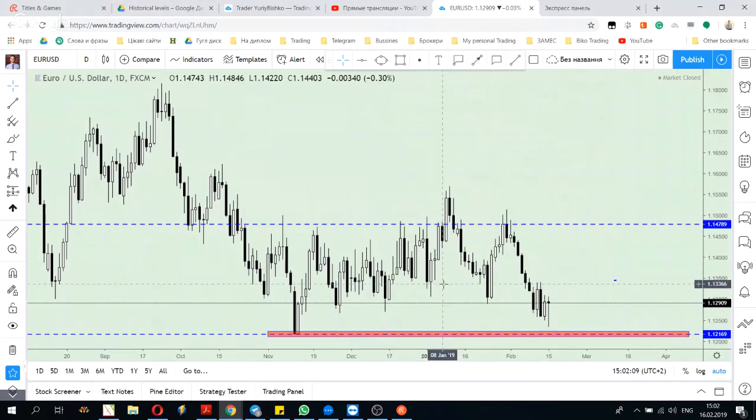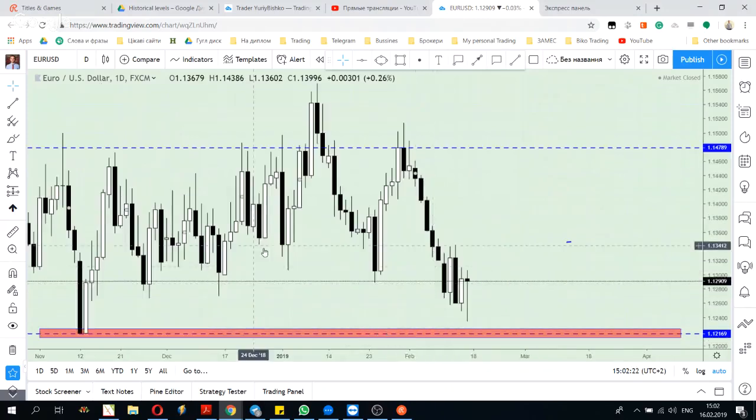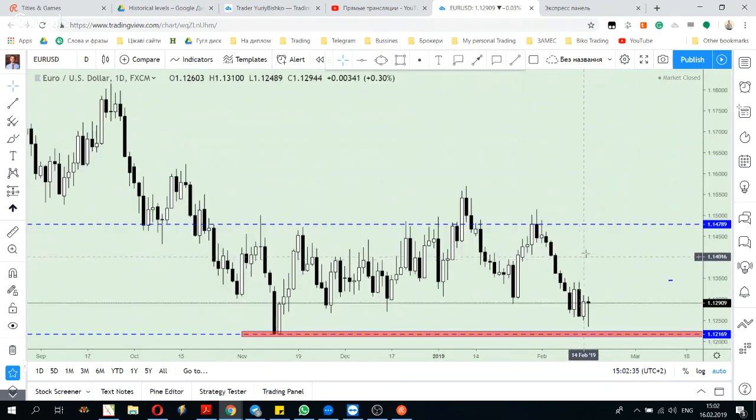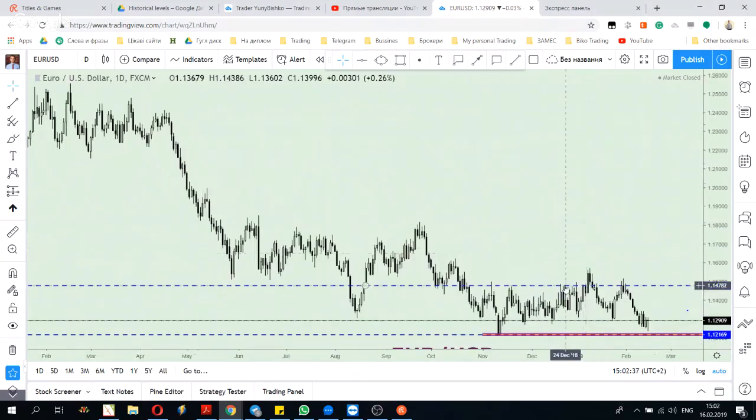Okay, friends, let's start from Euro USD because it's the most popular instrument, which most of the people love. Take a look at these levels on Euro USD. As we see, Euro USD is still in this huge range.